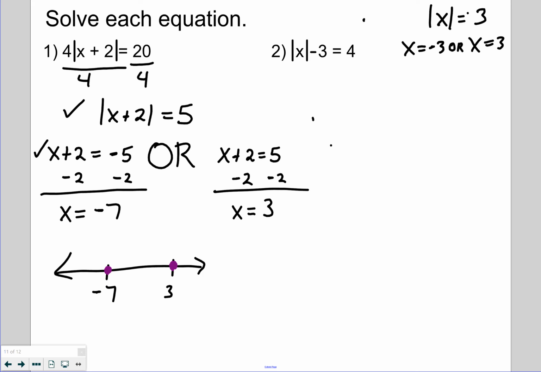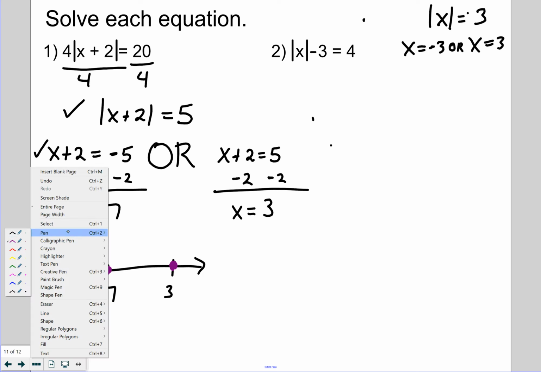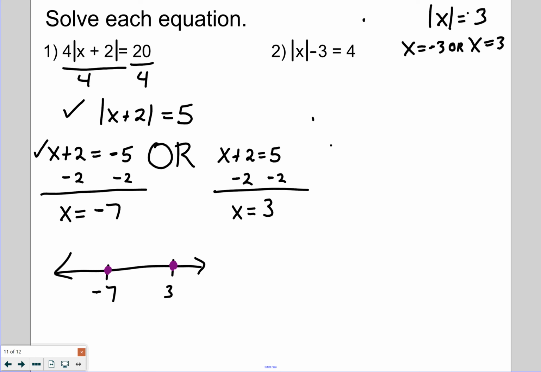No arrows. You're saying negative 7 is equal to 3. You're saying -7 when you plug it in would make this true. You're also saying 3 when you plug it in would make this true. Either one works. Oh, so you're just telling me. Bingo! There you go.